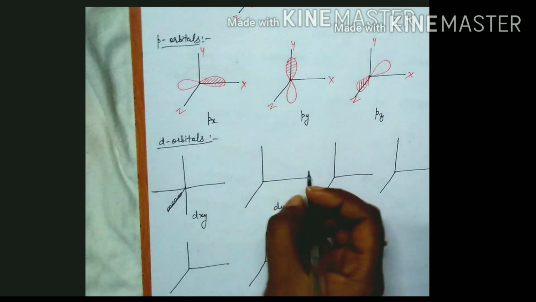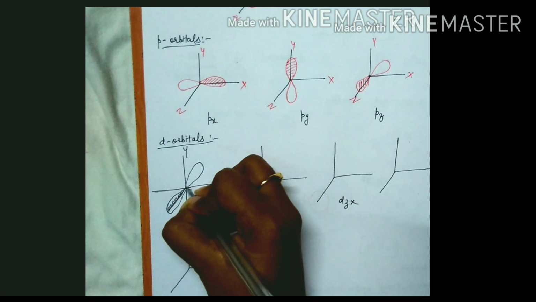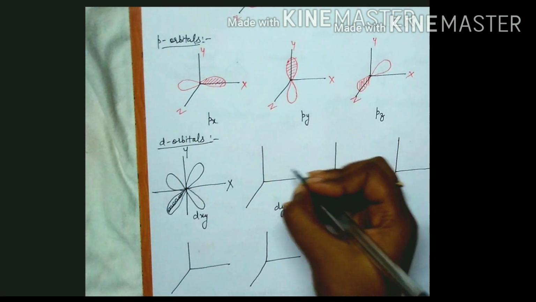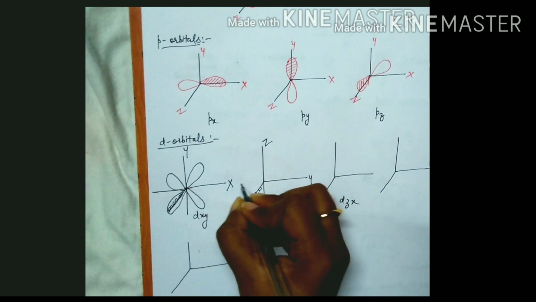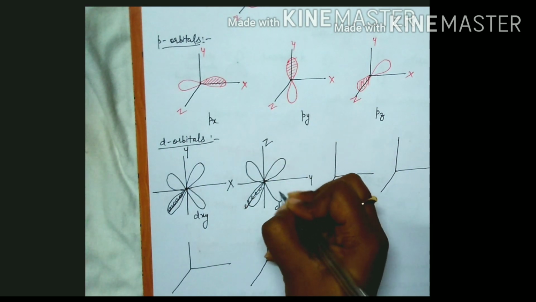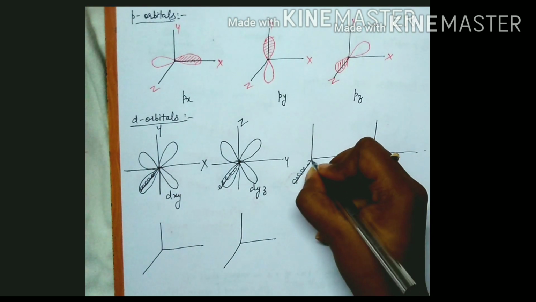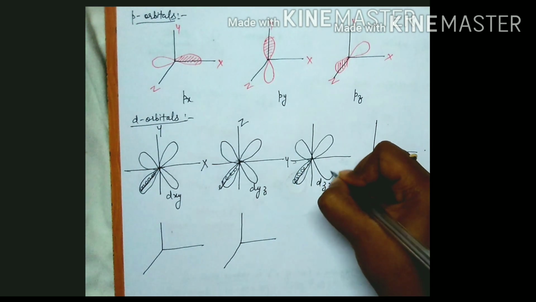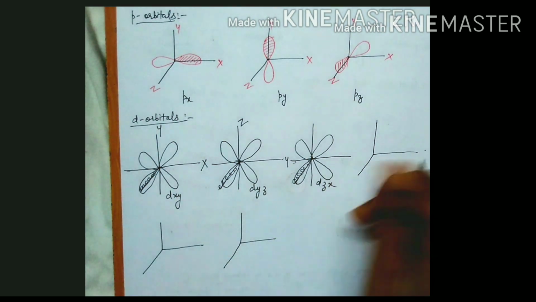Okay, for dxy, suppose this is your x-axis, this is your y-axis, dxy will be somewhat like this. For dyz also I don't need 3 x's, I'm okay with 2 x's. dyz will also be like this. For your dzx also I don't need 3 x's. Okay, dxy, dyz, dzx.